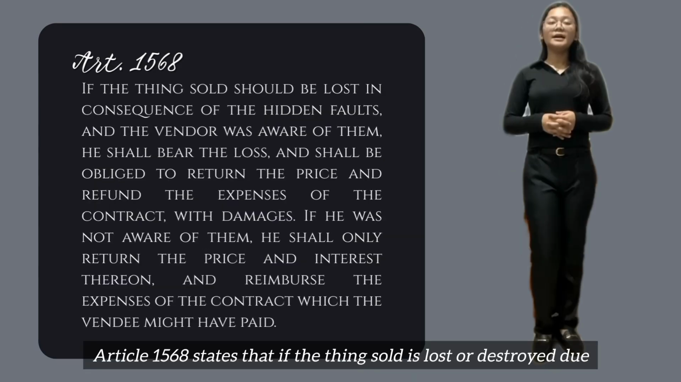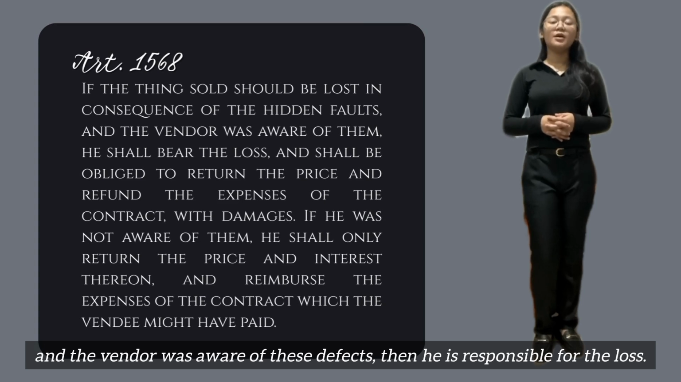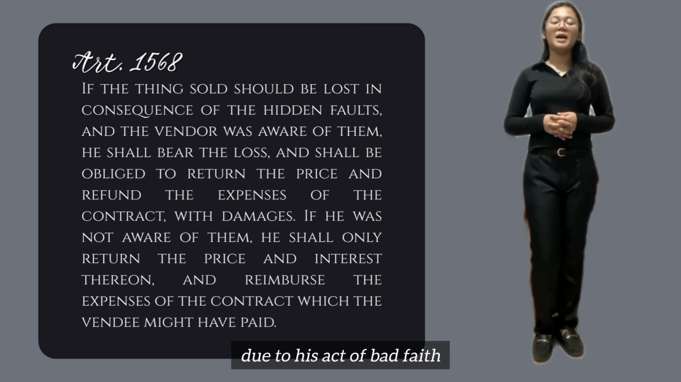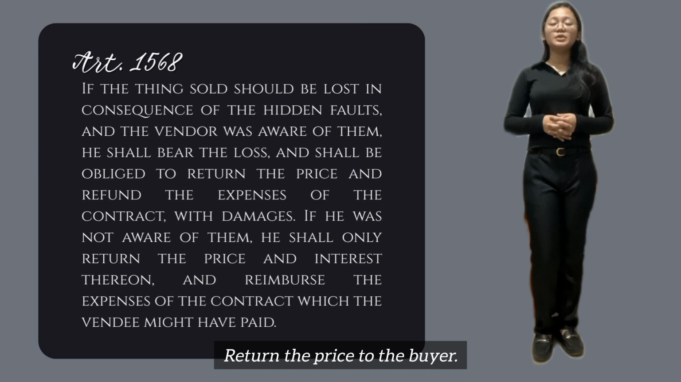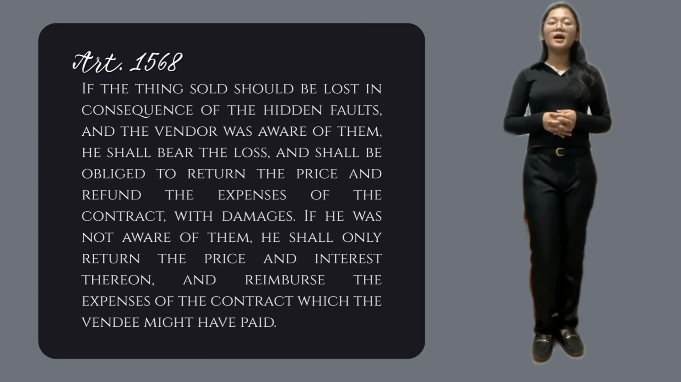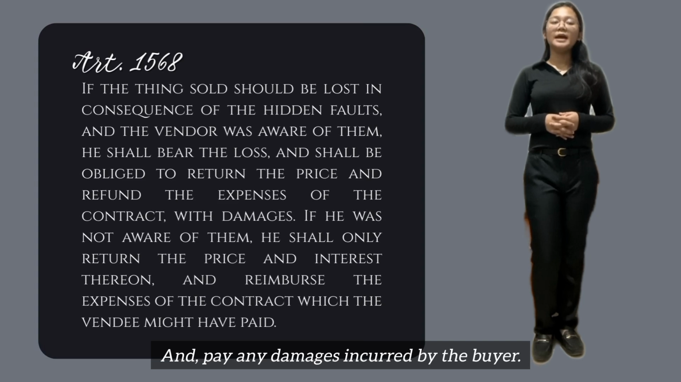For claims related to damages, the vendee must provide proof of the damage suffered due to the vendor's breach of warranty. Article 1568 states that if the thing sold is lost or destroyed due to the hidden defects and the vendor is aware of these defects, then he is responsible for the loss due to his act of bad faith. Consequently, the vendor is obligated to return the price paid to the buyer, refund the expenses incurred during the contract, and pay any damages that were incurred by the buyer.